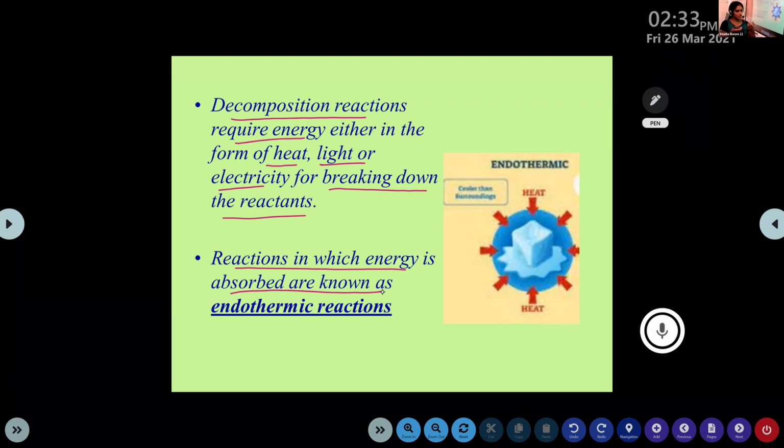Clear? So here, this energy is absorbed. Energy is taken inside. So reactions in which energy is absorbed, or they require energy, such types of reactions are known as endothermic reactions. So all the decomposition reactions are examples of endothermic reactions. Clear? Yes. Devasena, can you read the slide?